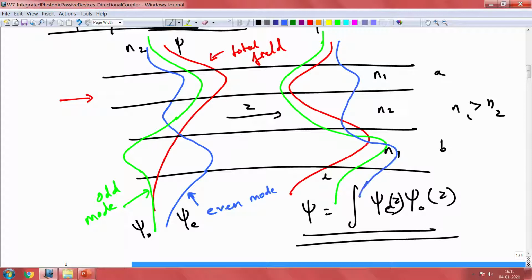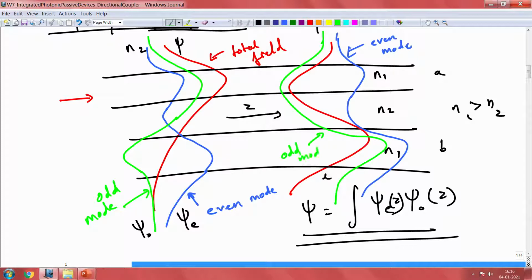larger here. Sorry, the other one was correct. So, let me redraw. This is our total field now, and this is our even mode, and this is our odd mode, and then we have the total field.